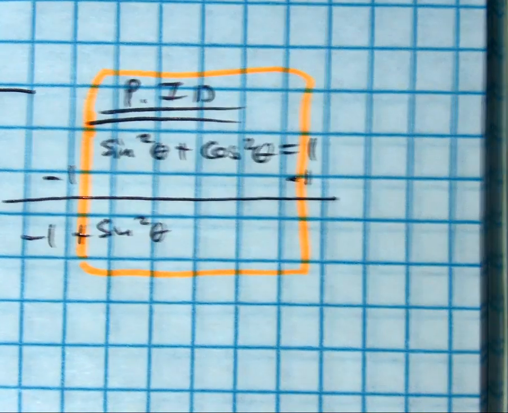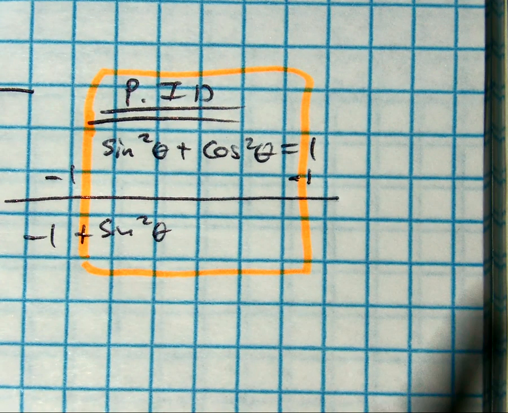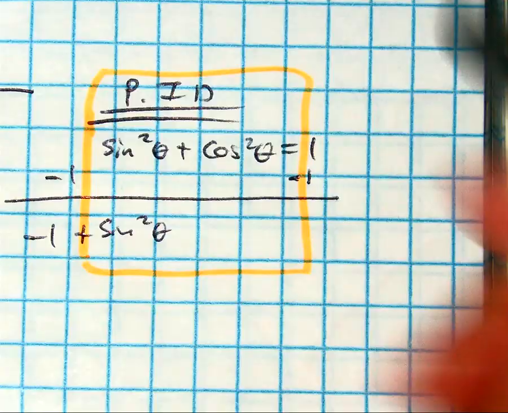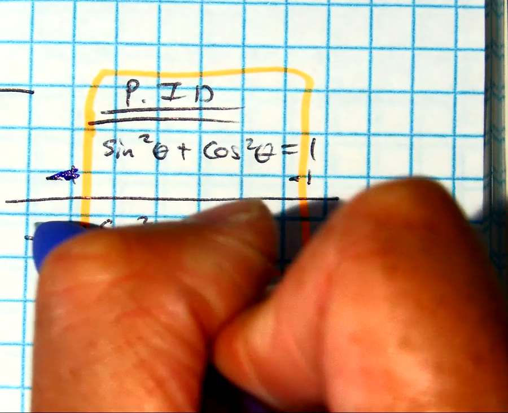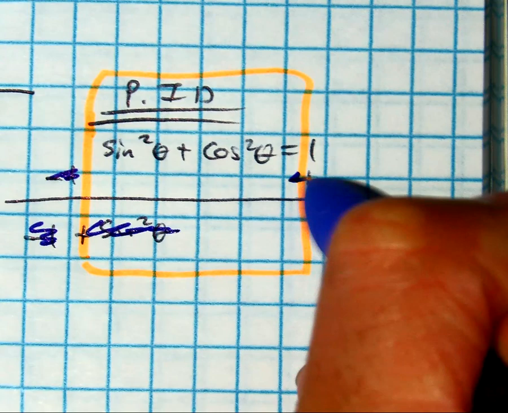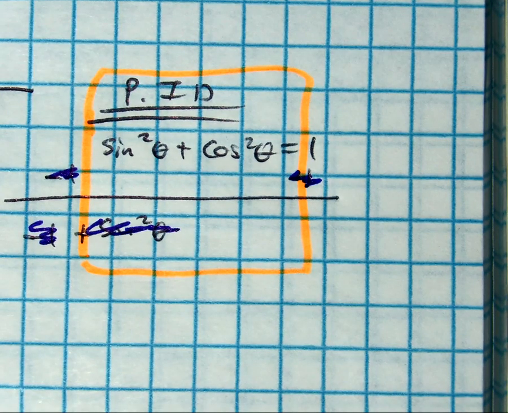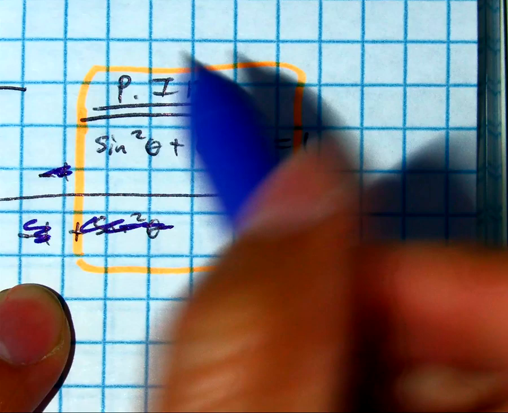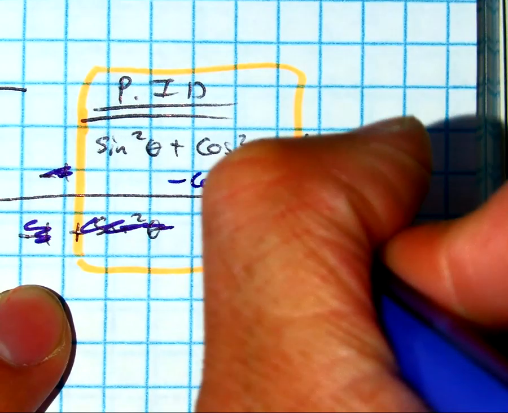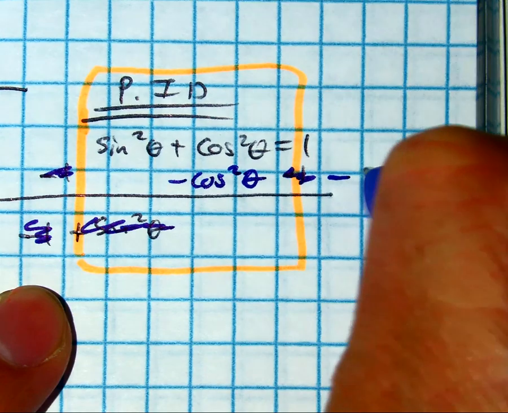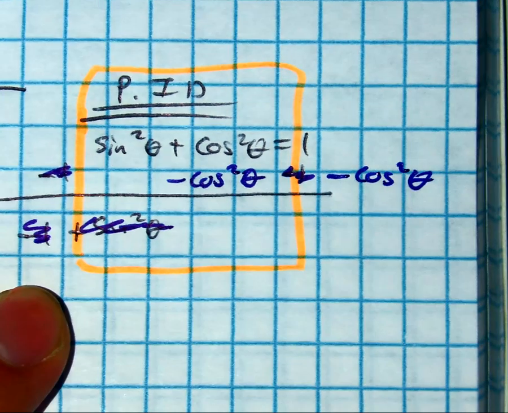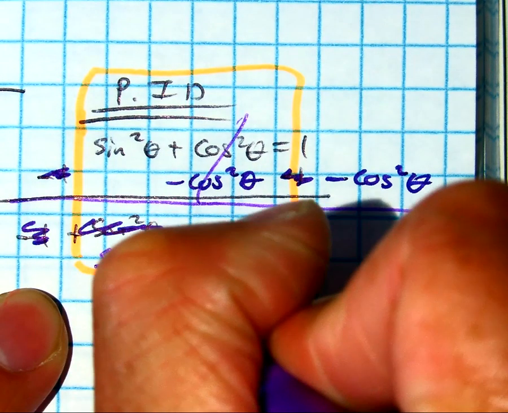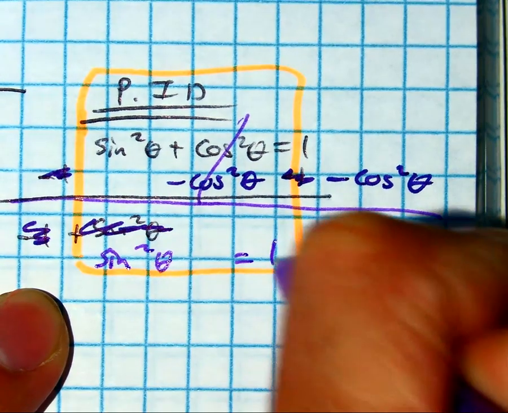Why did I do that? We're just trying to get sine by itself, right? Try that again, Mr. Ng. No eraser. You can't mark me off for messy because I use a pen to help you guys see it. I would just subtract cosine squared theta from both sides. That would give us sine squared theta equals 1 minus cosine squared theta.